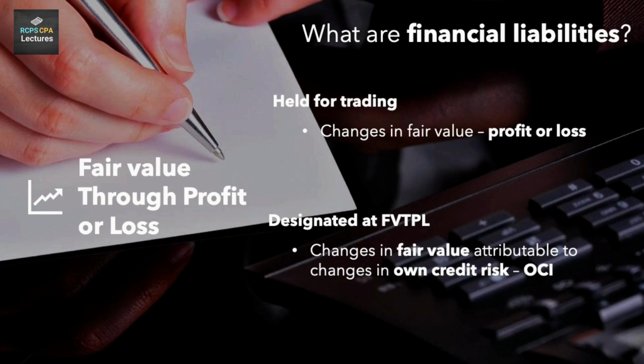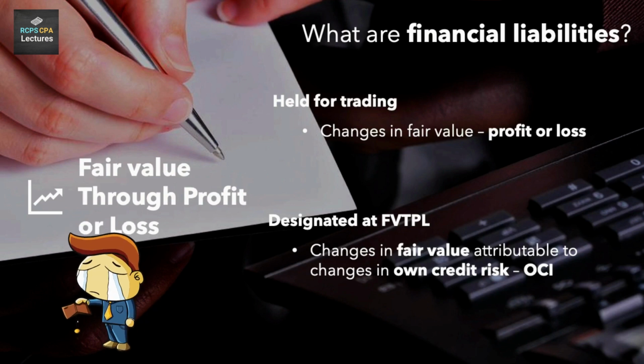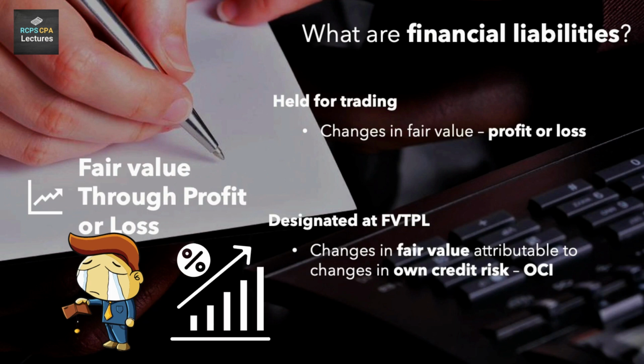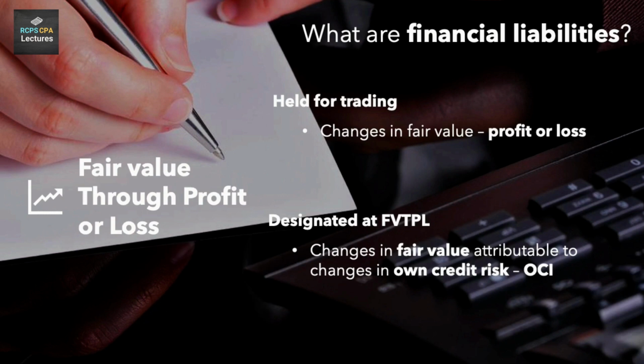Now, the reason for this accounting policy choice is to avoid presenting gains or losses that result from changes in the entity's own credit risk in profit or loss, as these gains or losses are not necessarily indicative of the entity's performance. To illustrate, let's say that the entity's credit risk worsened during the period, and the creditors, as a result, increased the interest rate imposed on the entity. Now, this increase in interest rate will result in a lower present value of future cash flows and therefore a decrease in the fair value of the liability.